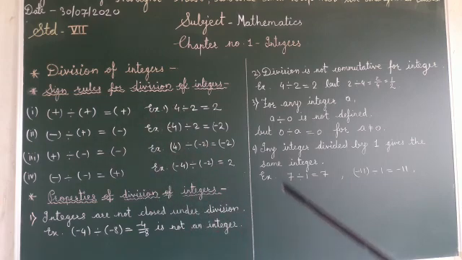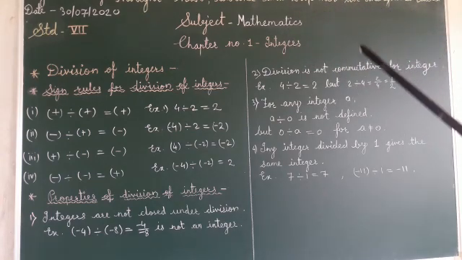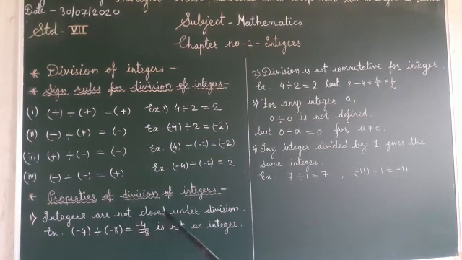Now we see the properties of the division of integers. In the previous video we have seen the closure and commutative properties. Now we see them for division. First, integers are not closed under division. Closed means if you divide two integers and you get an integer as the answer, then you can say they are closed. But see here, integers are not closed under division.